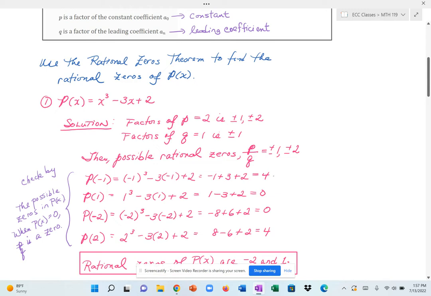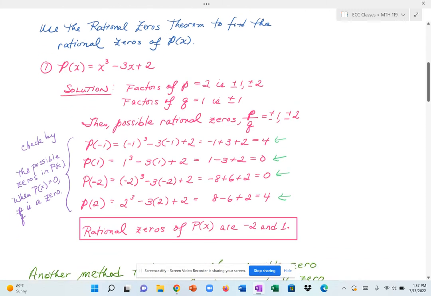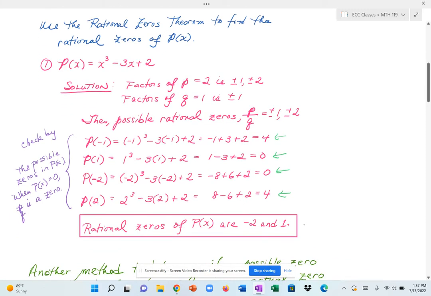So when I plug in negative 1 and resolve it, I get 4. So negative 1 is not a zero of the polynomial. When I plug in positive 1, that does work out to be 0. So 1 is definitely a zero of the polynomial. When I plug in negative 2, I get 0 again. So therefore, I have two zeros of the polynomial. And when I plug in 2, I get 4 again. So the rational zeros of p of x are negative 2 and positive 1.